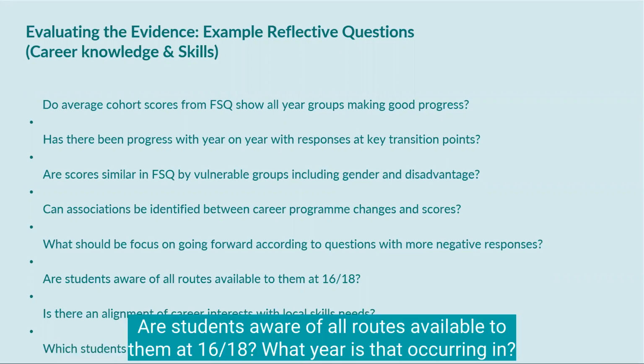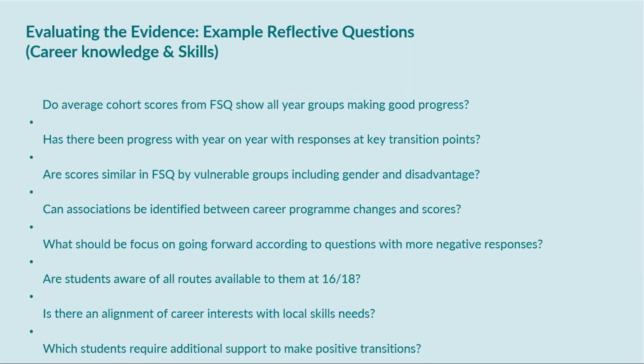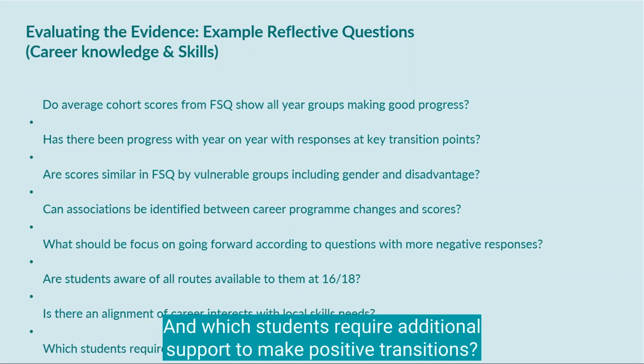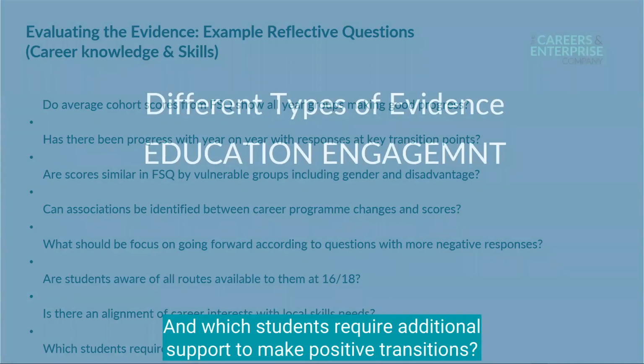Are students aware of all routes available to them at 16, 18? What year is that occurring in? Is there an alignment of careers interests with local skills needs? And which students require additional support to make positive transitions?